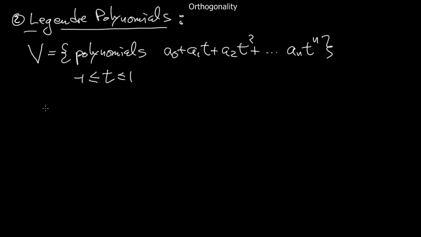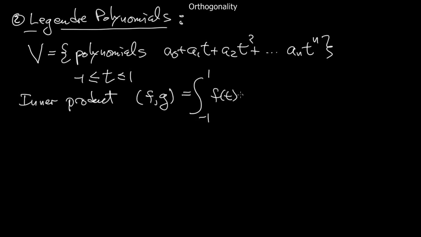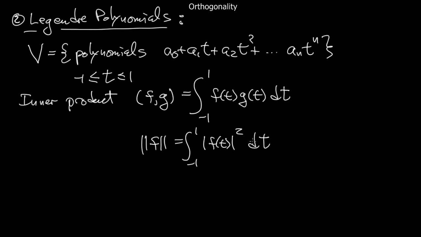We've talked about this, and I'm just going to consider these as functions of t between -1 and 1, and put the usual L2 inner product on this space, which is to say the inner product of two polynomials is the integral of f of t and g of t dt from -1 to 1. And remember, that says that the length of a polynomial is the integral of the absolute value of f of t squared dt, and the square root of that. So this is a standard inner product on the space of functions.